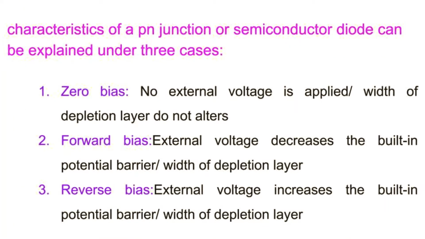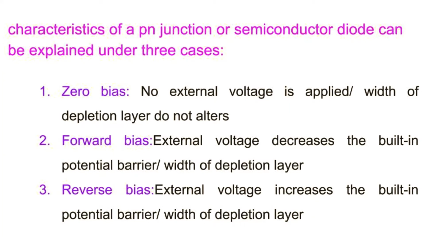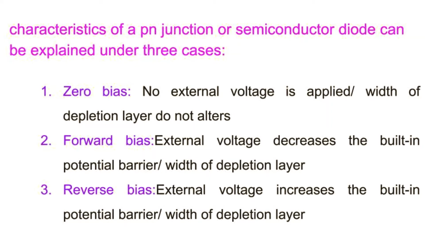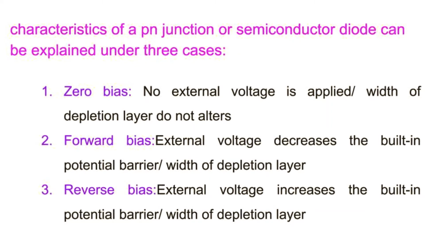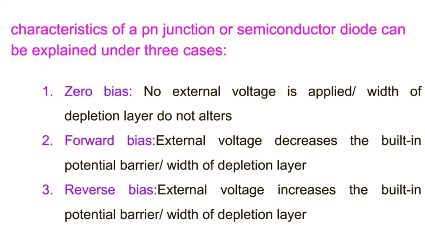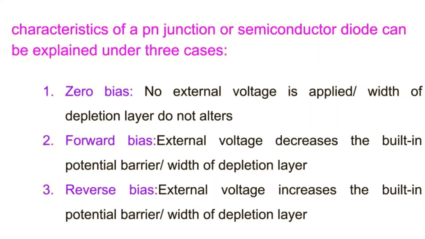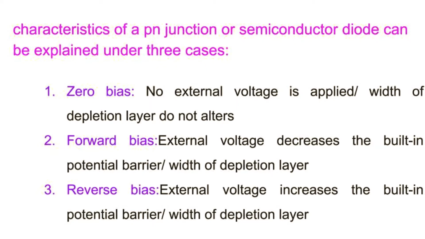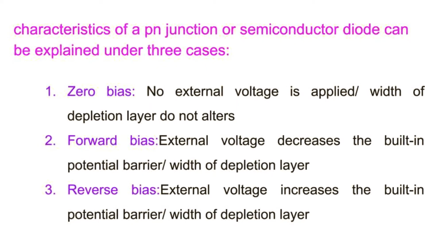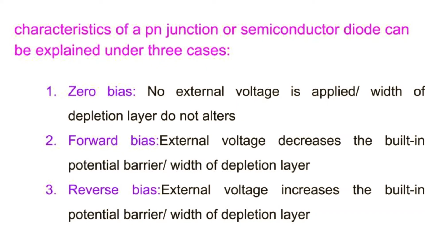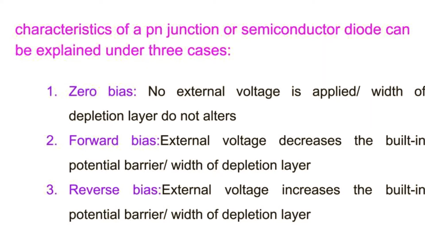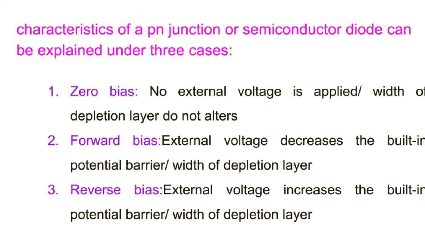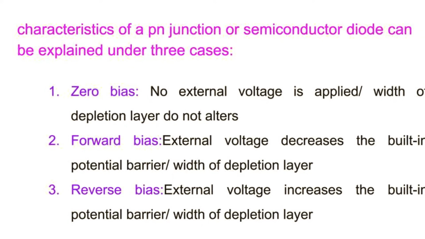Characteristics of PN junction or semiconductor diode can be explained under three cases. Number 1, zero bias, that is no external voltage is applied, so the width of the depletion layer does not alter. Number 2, forward bias, external voltage decreases the built-in potential barrier and width of the depletion layer. Number 3, reverse bias, external voltage increases the built-in potential barrier and width of the depletion layer. Let us see one by one.